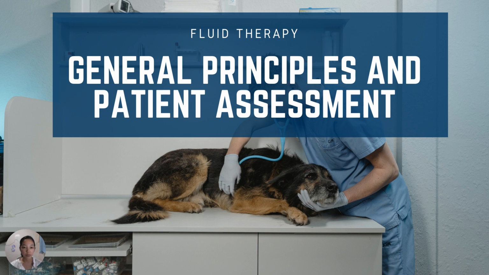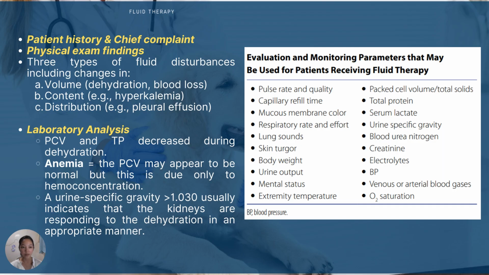Next we have the general principles and patient assessment. First we have to know the patient's history and the chief complaint. The owner should be asked questions about food and water intake. Is the animal eating? If not, when did it last eat? Is the animal drinking? If so, is it an increased or decreased amount? Is the animal suffering any abnormal losses such as vomiting, diarrhea, or polyuria? What is the duration, or how long have these abnormal losses been going on?